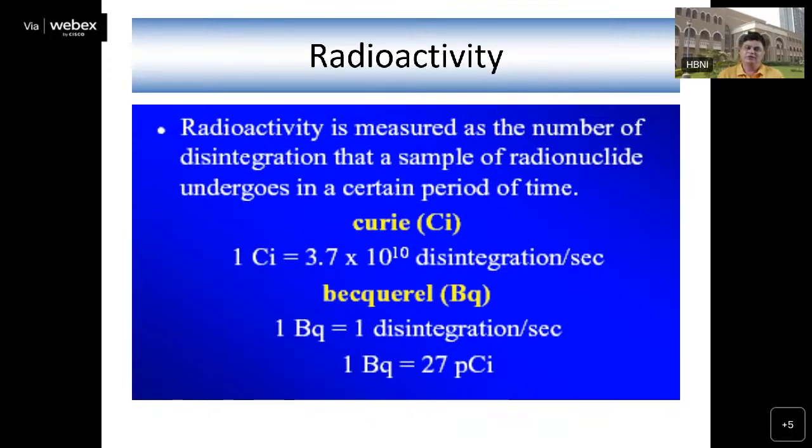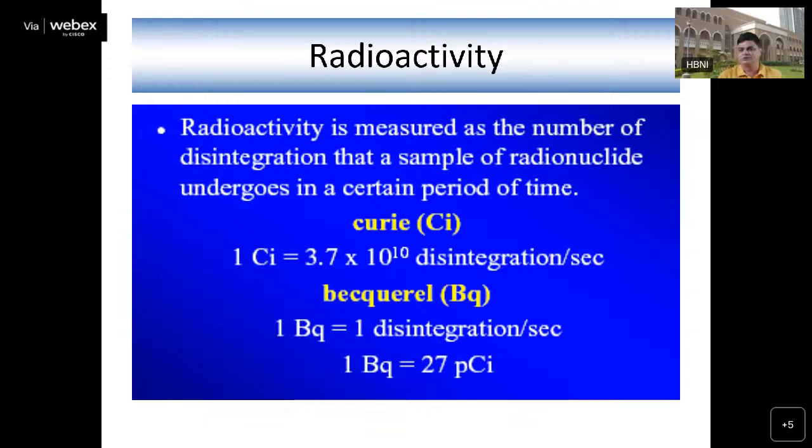So what is radioactivity? Radioactivity is measured as the number of disintegrations that a sample of radionuclides undergoes in a certain period of time. Generally, the unit is the curie, and 1 curie is equal to 3.7 times 10 raised to power 10 disintegrations per second. This disintegration per second can be denoted by the becquerel, Bq. As I told you, one becquerel is equal to 1 disintegration per second, and in terms of picocurie, 1 becquerel is equal to 27 picocurie.